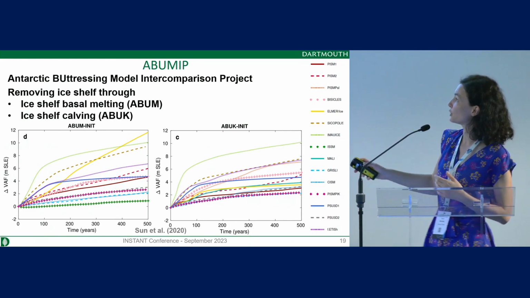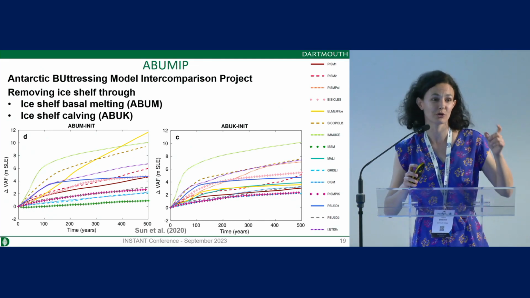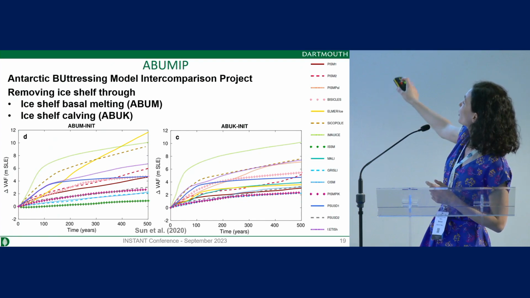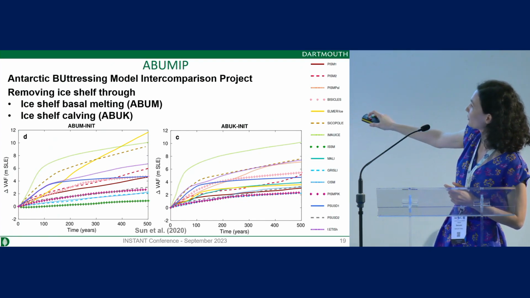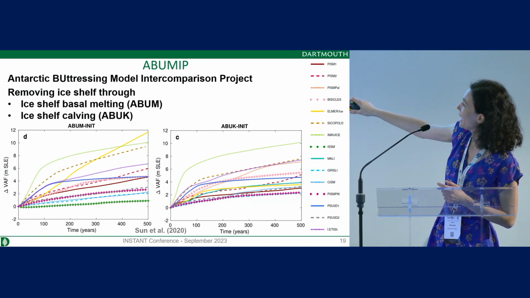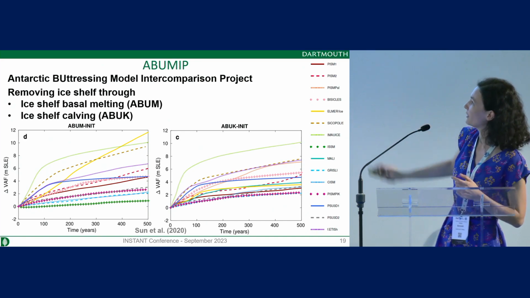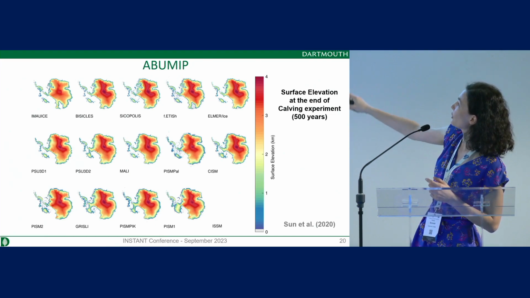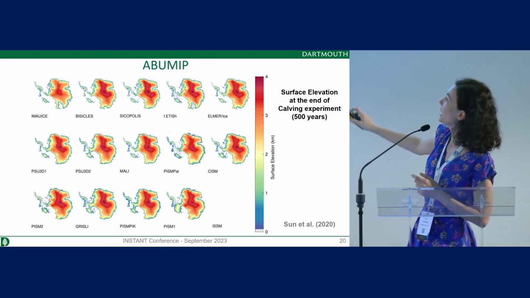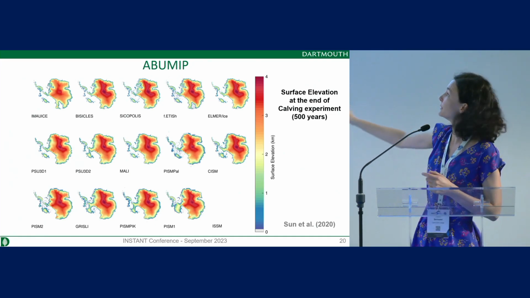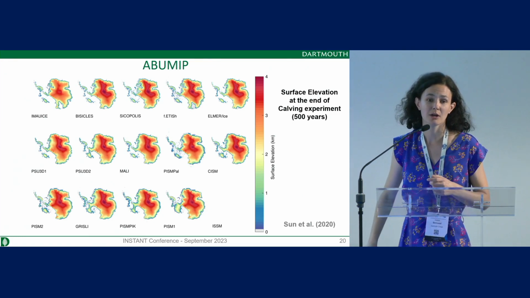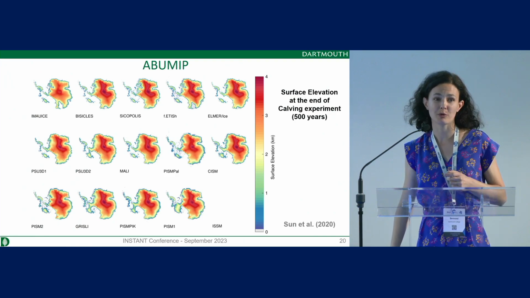And here are the results when you remove all these ice shelves over a very short period, and how things change depending on whether you apply melting or calving. We can see that over this 500-year period, we have really large changes, up to 12 meters of sea level rise. And these are the simulations from all these models, and they show again that West Antarctica in some cases is collapsing completely. In some cases, some parts remain, but very large parts are removed during this period.